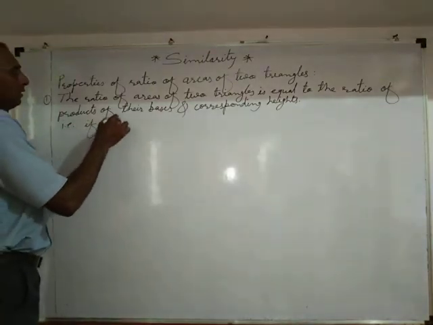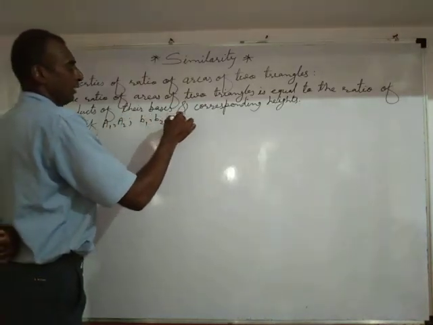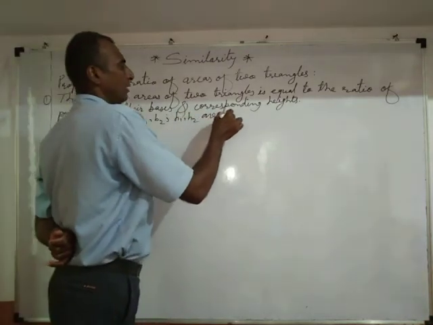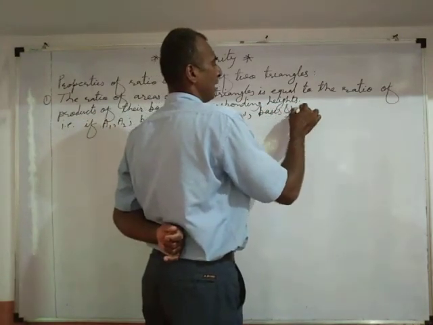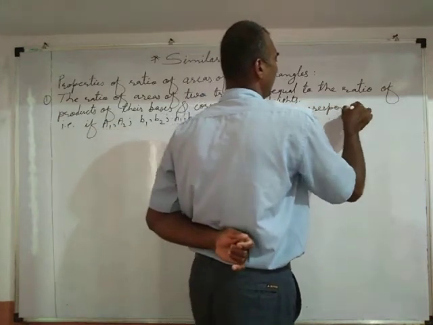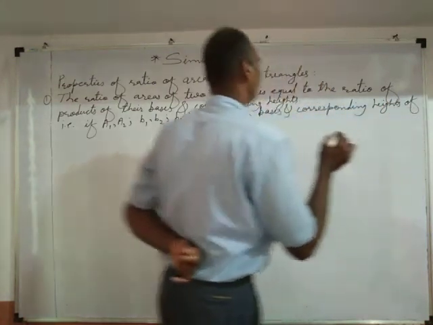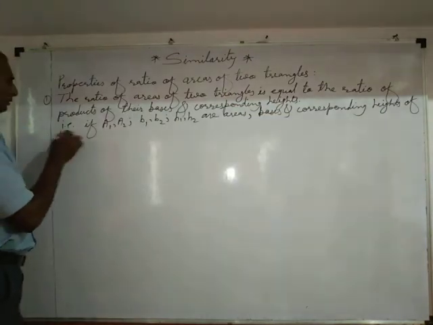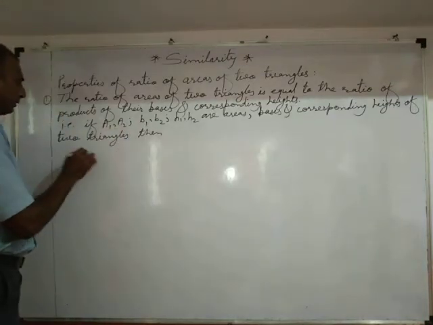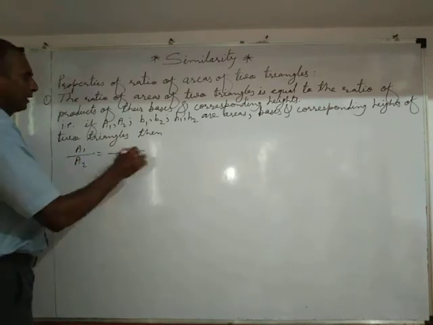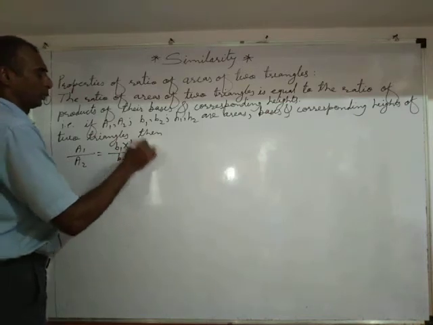if A1, A2, B1, B2, H1, H2 are areas, bases and corresponding heights of two triangles, then A1 upon A2 equals B1 into H1 upon B2 into H2.